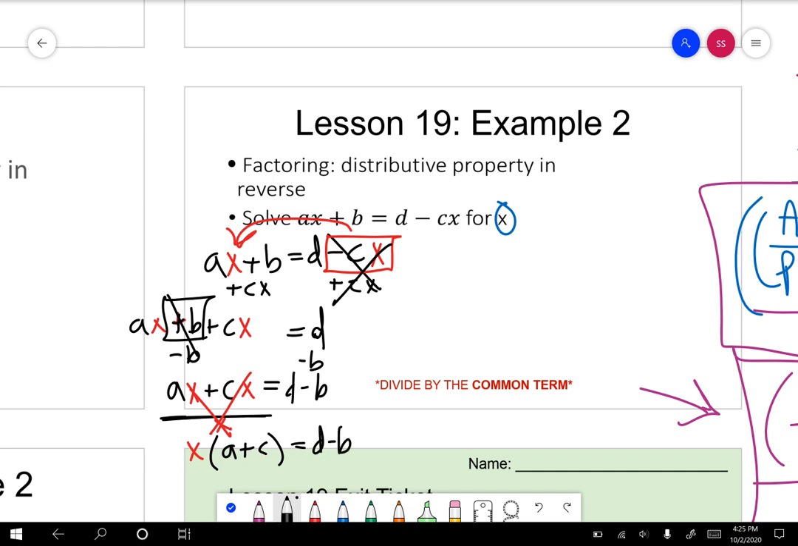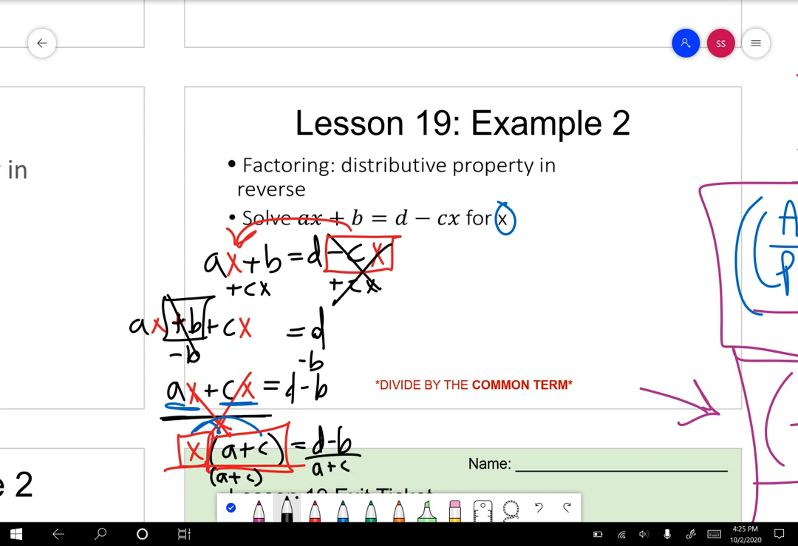We're almost there. If that didn't make sense, just notice that from this step, if we redistributed that x, we would have x times a, which would be ax, and then x times c, which would be cx. So hopefully that makes sense now why we divided by x. Now we can isolate x. x is being multiplied by some quantity, so we can divide by that quantity on both sides to get x by itself.